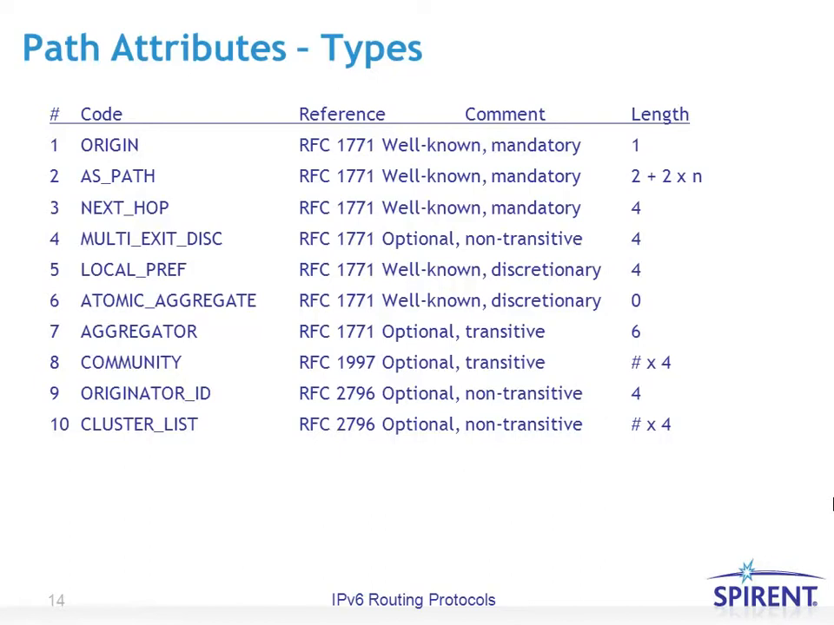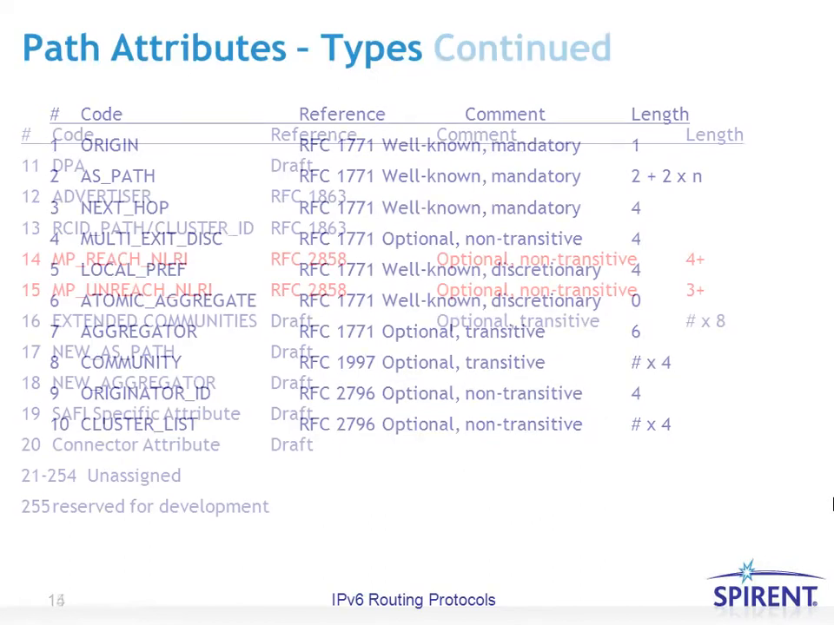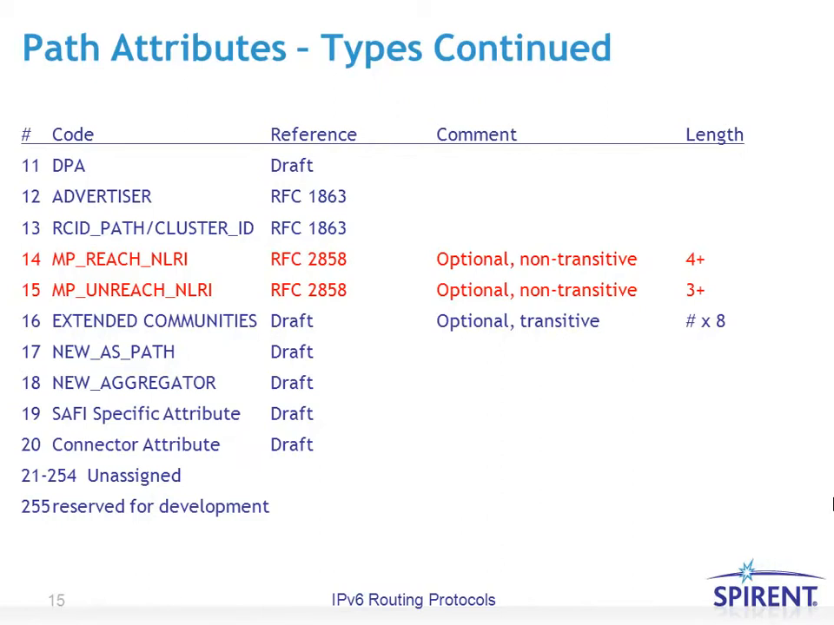So again, not going to cover the BGP protocol in detail here. You're probably familiar with some well-known attributes and some other uses for attributes with BGP. As we can see, attribute types 14 and 15, which were defined in RFC 2858 as the multi-protocol reachable network layer reachability information, as well as the multi-protocol unreachable network layer reachability information, are used to carry IPv6 prefixes.